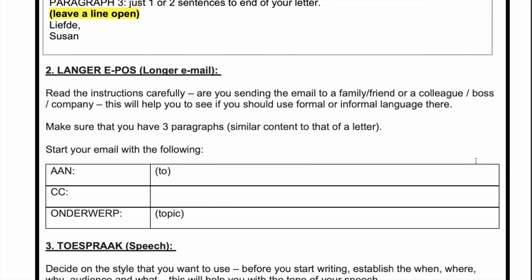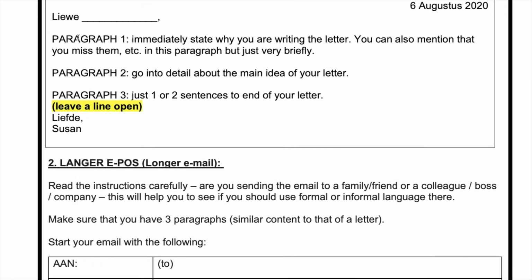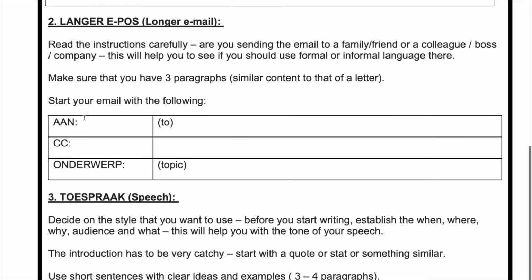And then this is just how you start your email. So you would have to say aan and then to, so who you're sending it to. CC, it's basically like someone you tag in the email. And then the topic, okay, die onderwerp. So that's how you start it. 3 paragraphs, similar to the letter where it's liewe, paragraph 1, paragraph 2, paragraph 3. And then liefde, and then your name or surname.